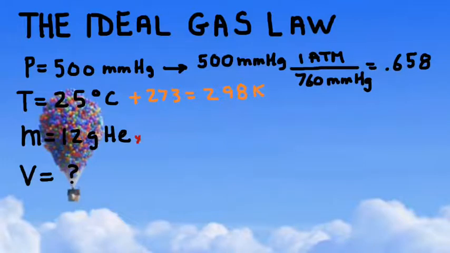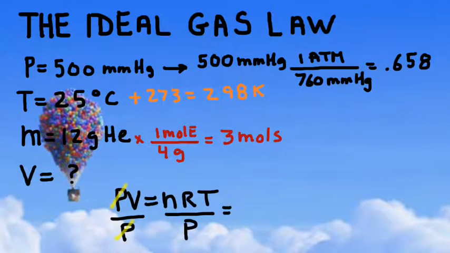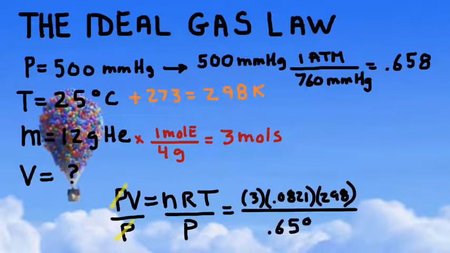And finally, we need to convert that mass into moles by dividing by the molar mass of the helium, giving us 3 moles. Now, all you got to do is plug and chug. You're going to just plug your numbers into the ideal gas equation, and in this case, we get that the volume is about 111.5 liters.